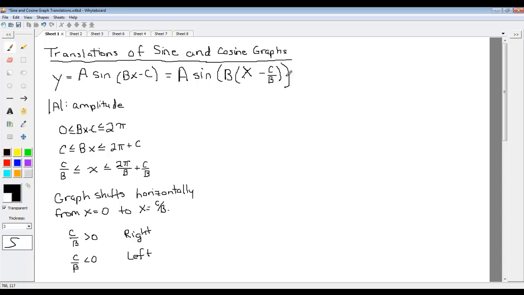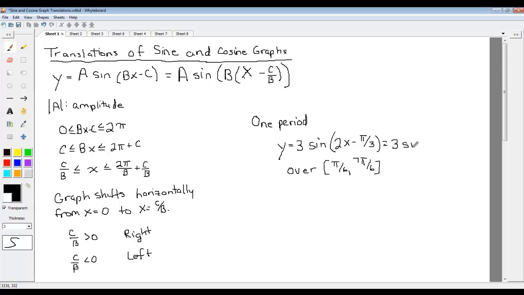So let's take an example with some real numbers in it. Let's say we want to graph one period of y equals 3 sine of 2x minus pi over 3, and let's say they tell us to do this over the interval from pi over 6 to 7 pi over 6. If you want to help you see the shifting, you could factor out the 2.